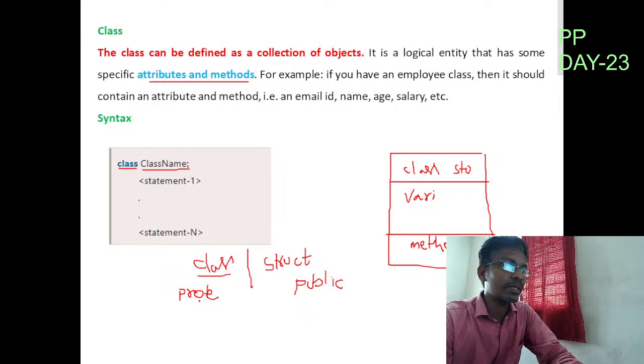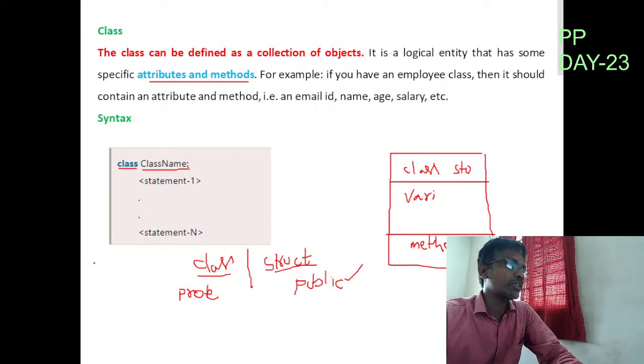That's why, when compared to a structure, a class provides more security to the data. Why? Because a structure uses a public access specifier and does not provide much security, whereas a class uses the private access specifier. So that is the difference between a class and a structure.